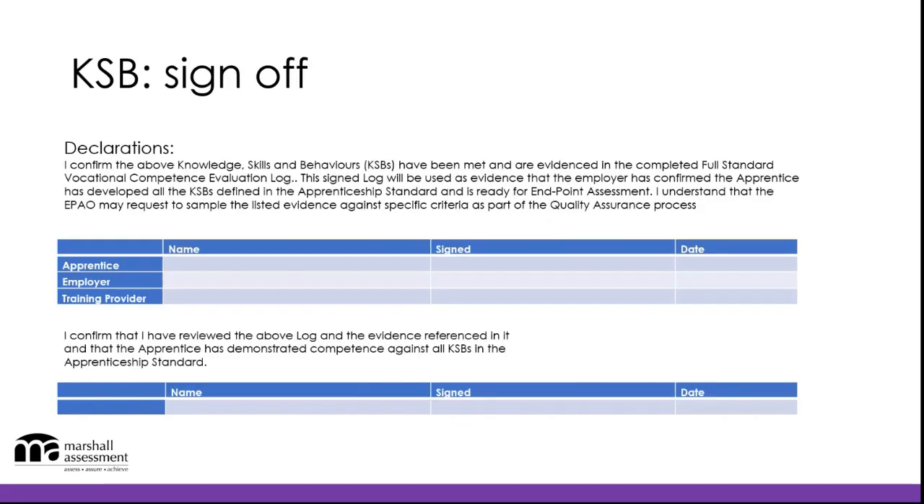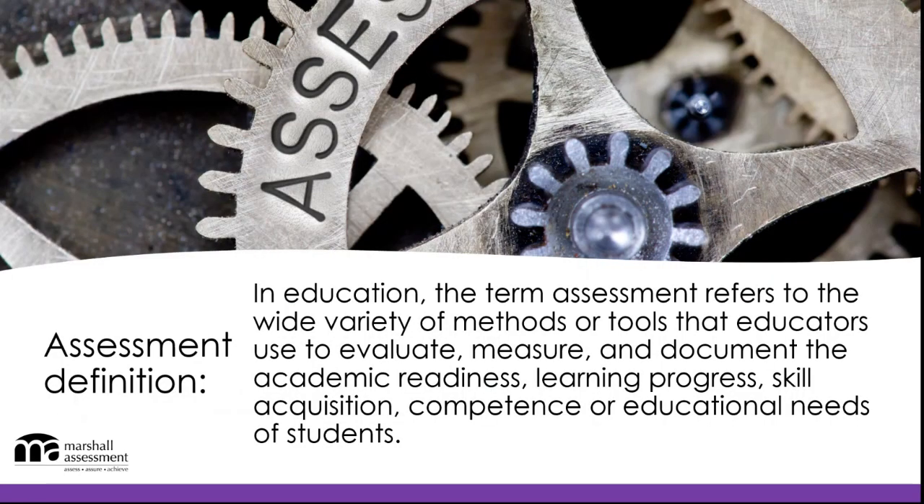We talked about the sign-off at Gateway, so this is just a typical example. The apprentice, the employer, as I said, and the training provider will sign, and you'll also sign that you're happy that you've completed everything and it's been properly reviewed, and that information will go to the endpoint assessment organisation.